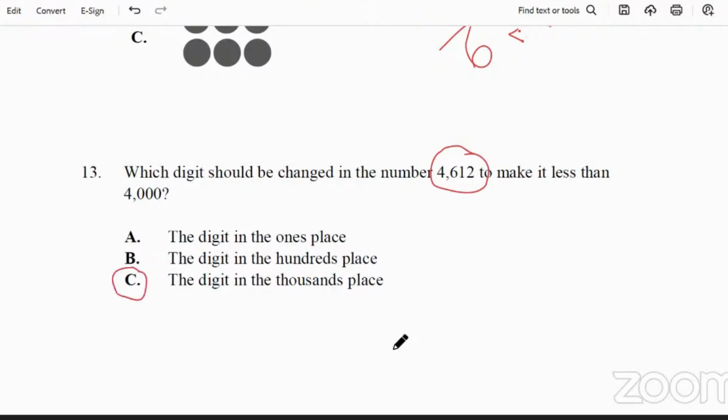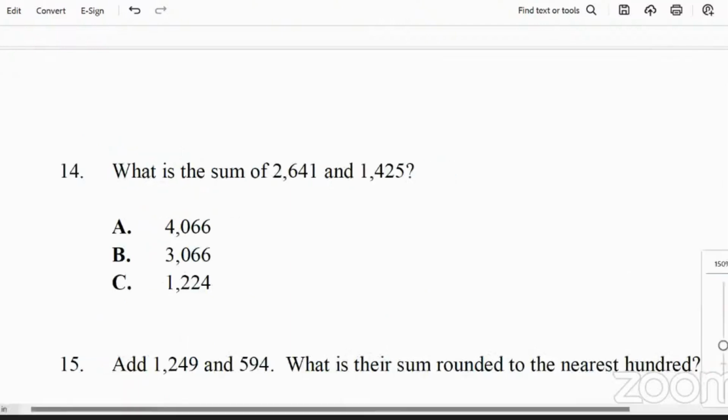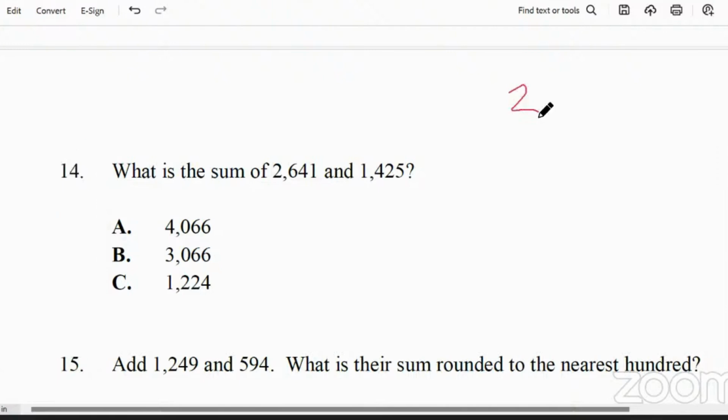I would have to change that number in the thousand place, which is the 4, to make it less than 4,000. Moving on, question 14. What is the sum of 2,641 and 1,425? So again, addition question. So do not just go around guessing, guys. As much as possible, do your working out, do your calculations.